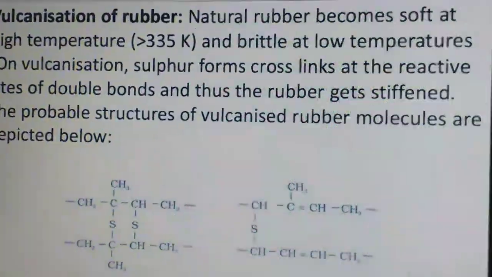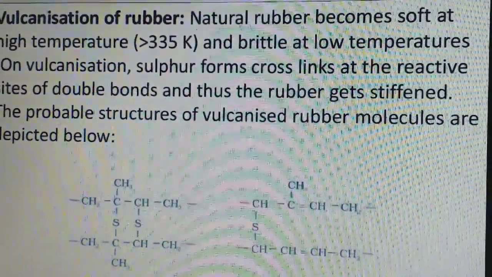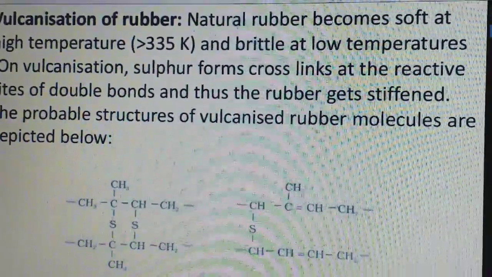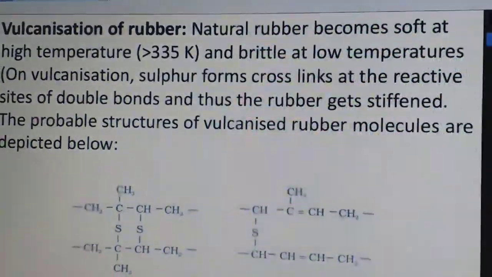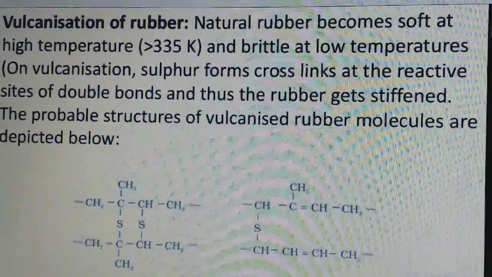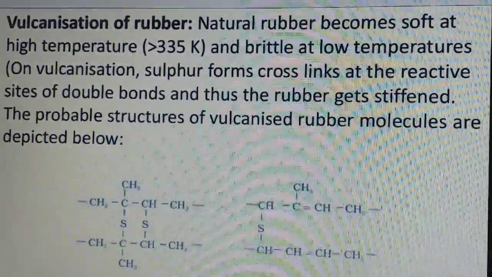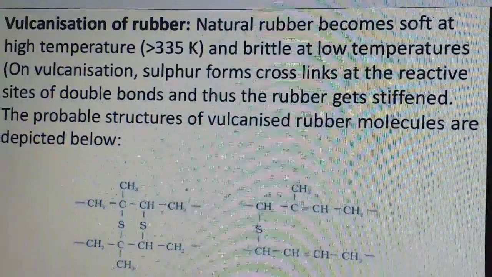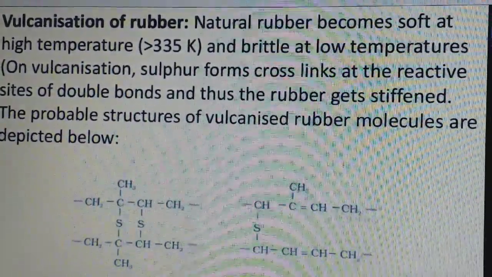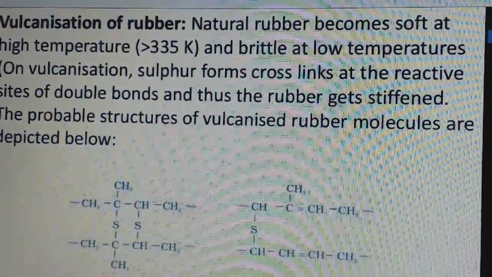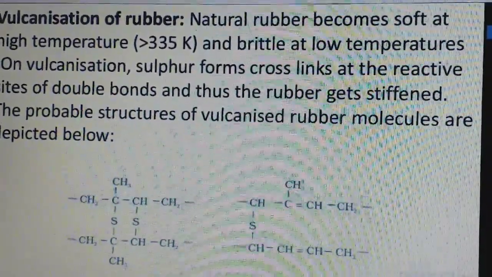Next is vulcanized rubber. Natural rubber becomes soft at high temperature, that is above 335 Kelvin, and brittle at low temperature. That means natural rubber has some bad qualities. It becomes soft at high temperature and brittle at low temperature. And so we have to remove this. Some other qualities also: it absorbs water, it is affected by oxidizing agents, and it dissolves in organic solvents, that is, non-polar solvents. So these qualities should be removed.